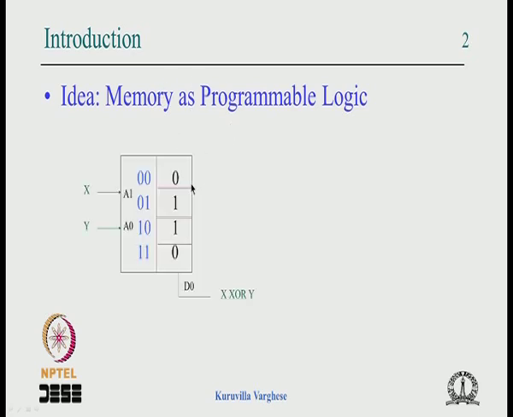Suppose we take two variables x and y, and you want to implement this Boolean function of x and y, which is nothing but x XOR y. Don't confuse these two x's. This is the variable, this is a function, and this is y. Now the idea is how to use a memory to implement this x XOR y.